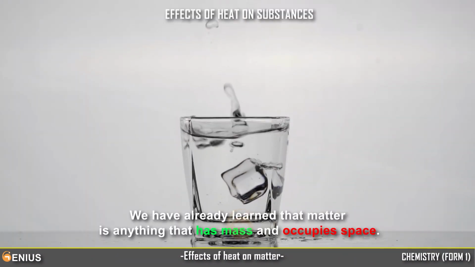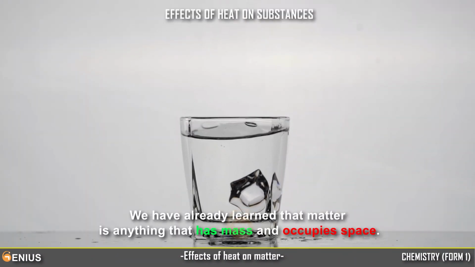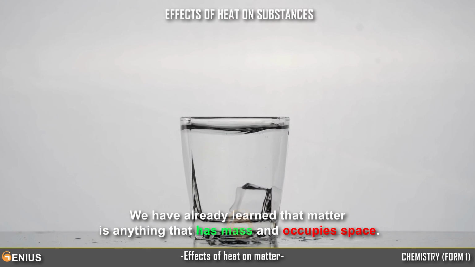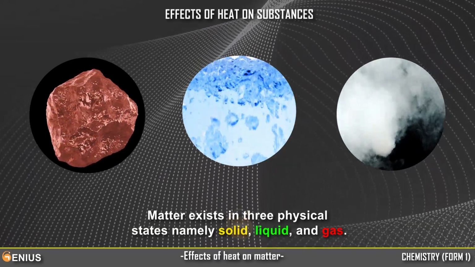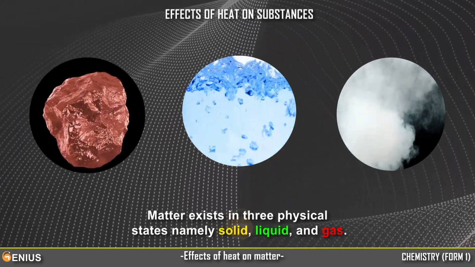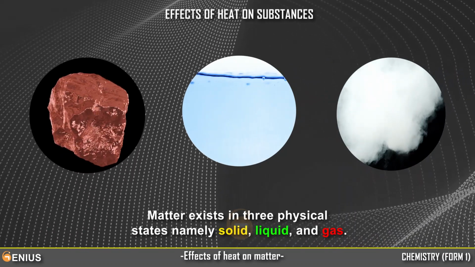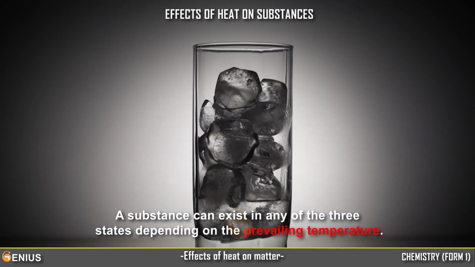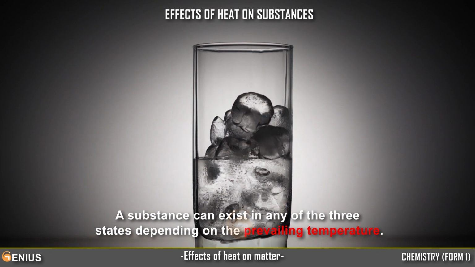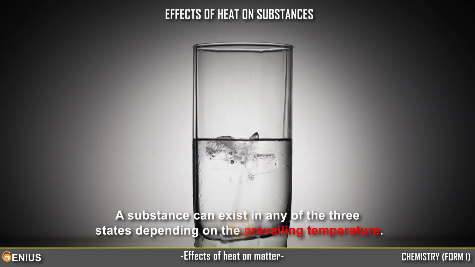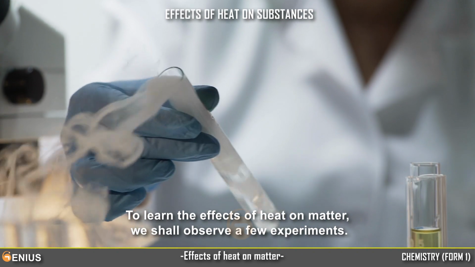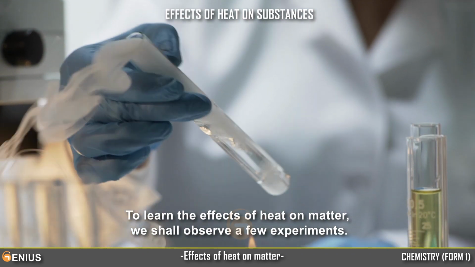We have already learned that matter is anything that has mass and occupies space. Matter exists in three physical states, namely solid, liquid, and gas. A substance can exist in any of the three states depending on the prevailing temperature. To learn the effects of heat on matter, we shall observe a few experiments.